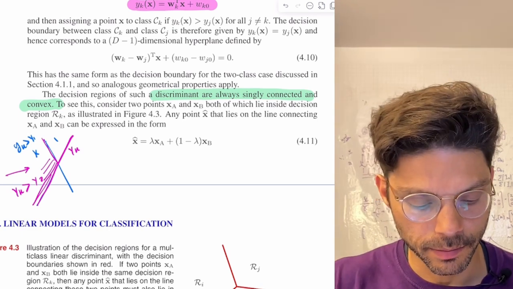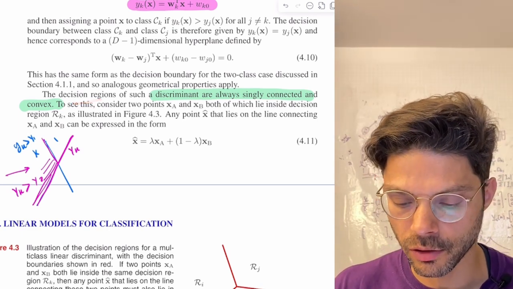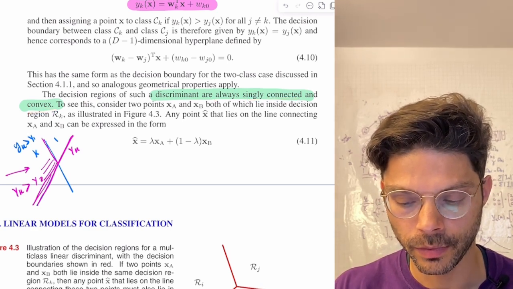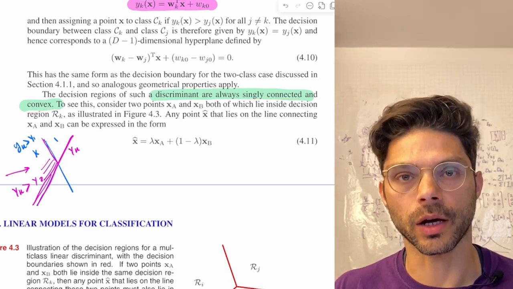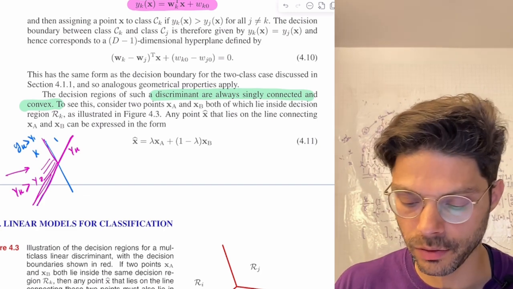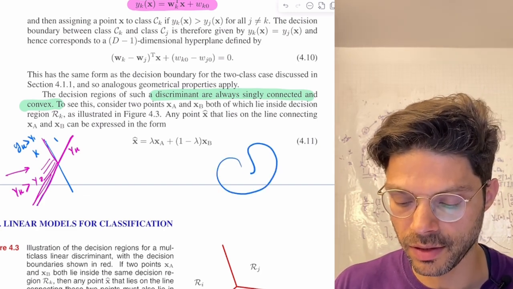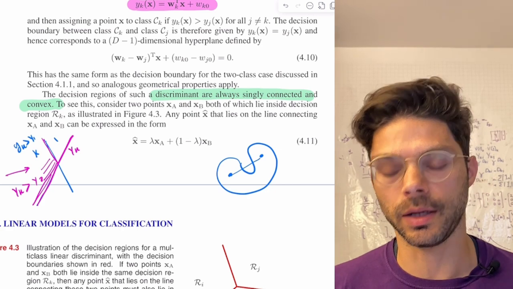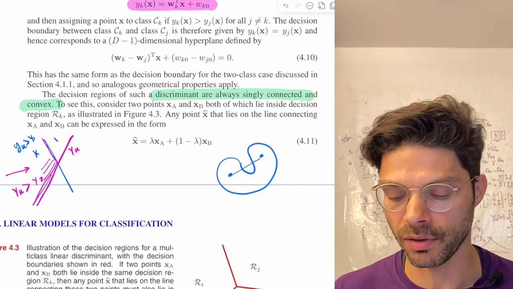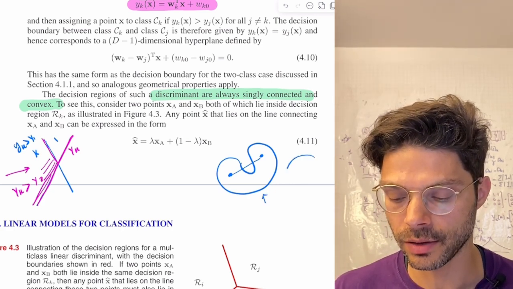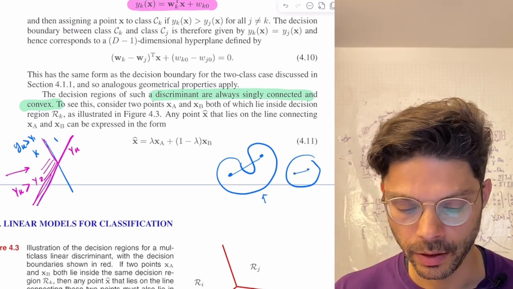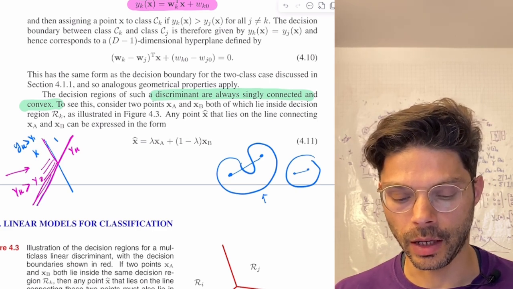Okay, the decision regions of such a discriminant are always singly connected and convex. He's going to check convexity first. If you recall, convexity just means that if you take any two points in a set, every point along the line joining them is also in the set. So this is an example of a non-convex set, whereas this one is convex. Singly connected, we'll talk about.